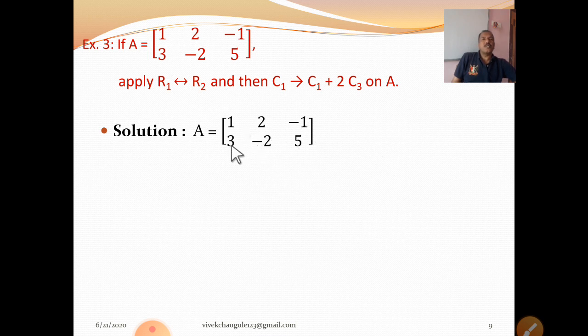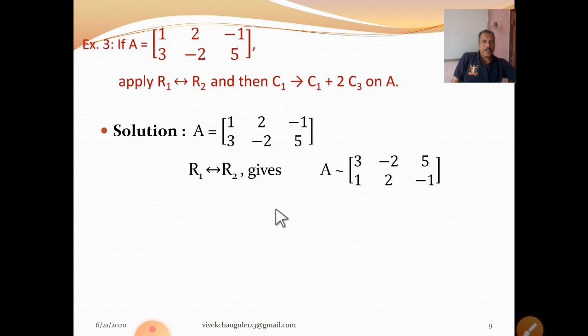This is the first row, this is the second row, and we interchange these rows. R1 interchange R2 gives the new matrix A equivalent to 3 minus 2 5, and 1 2 minus 1, because the second row becomes the first row, and the first row becomes the second row, 1 2 minus 1. So the new matrix is obtained. Now the next transformation is given here.